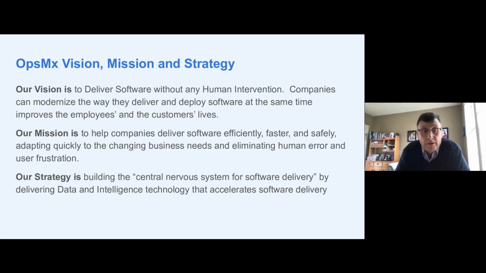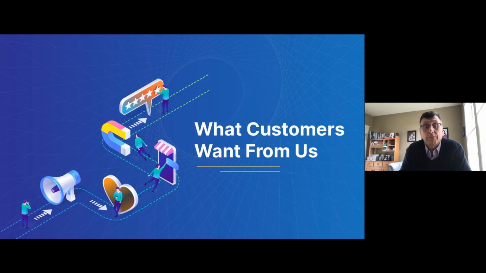I've been in this business 30 odd years, and here at Optimix, where we automate everything from code check-in to multi-cloud deployment and apply AI and ML, we're making some tremendous improvements. And our strategy, of course, is to build the central nervous system for software delivery. And we do that through our data and intelligence technology that allows you to accelerate software delivery. So that reorients you there. Now, notice we don't do scripting.